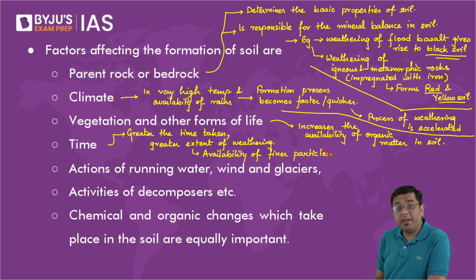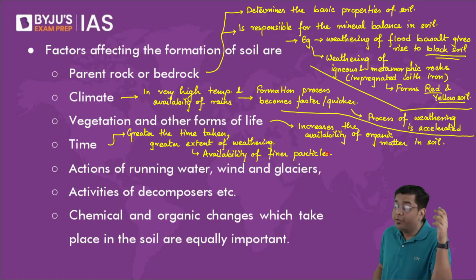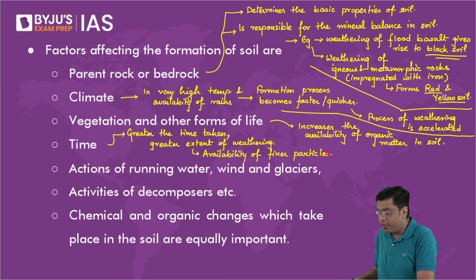Then actions of running water, wind, and glacier. So these actions will also end up eroding a particular area consisting of rocks. So whatever is eroded will eventually get deposited. So they carry out deposits of very fine particles. In the case of running water, you have the deposition of silt. In the case of glaciers, you have the deposition of till. Now these are very fine particles and also very rich in minerals because they are taken directly from the rock portions and the rock surface.